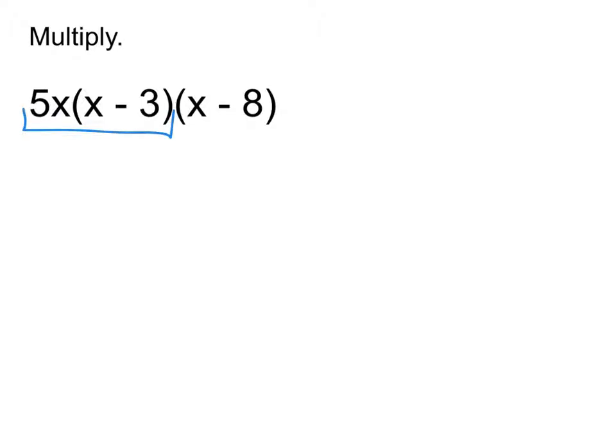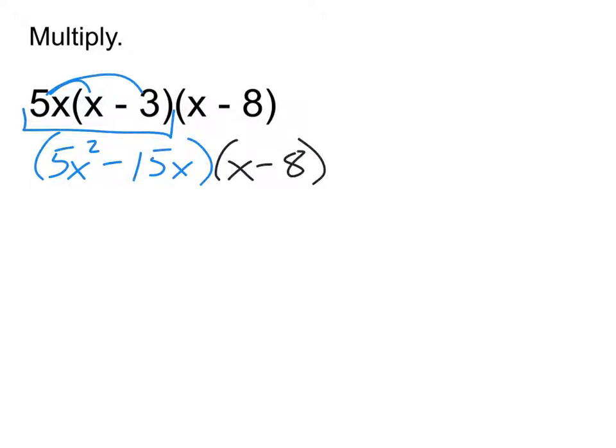And so I'm going to go ahead and just multiply the first 2 together first. When I do that, I do the 5x times x. That gives me 5x squared. And then I do the 5x times the minus 3. That gives me minus 15x. Now that whole thing is now going to be multiplied still by the x minus 8. I just carry that x minus 8 down.